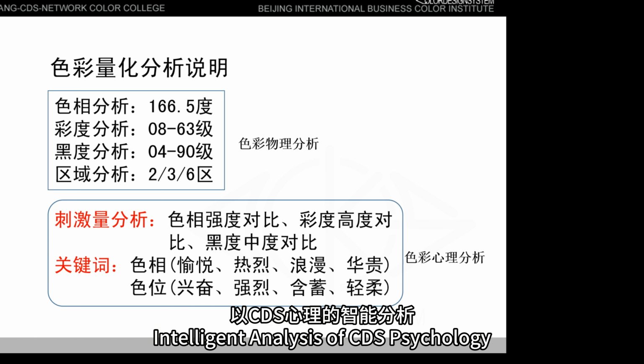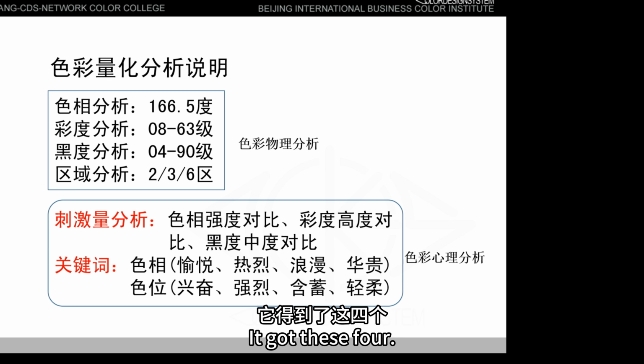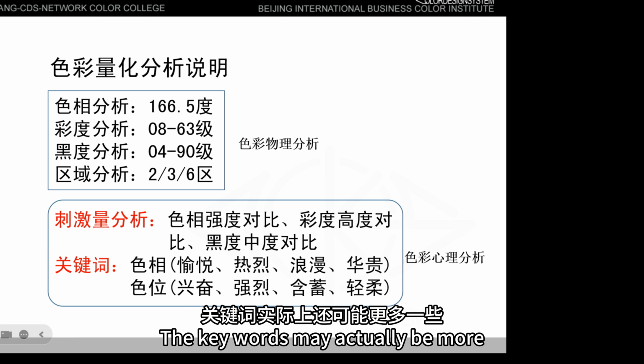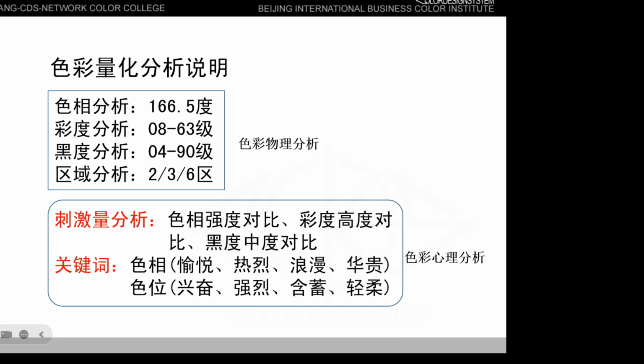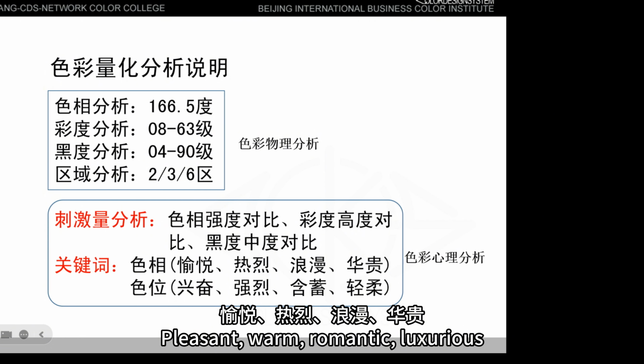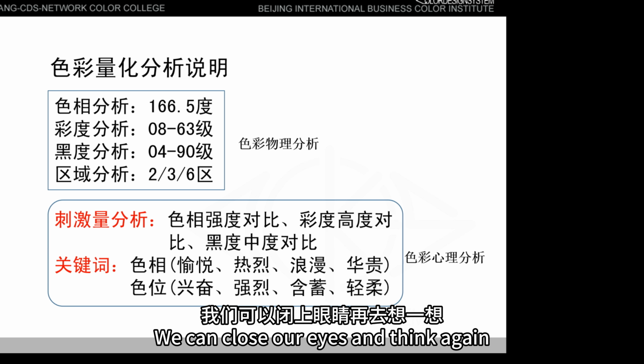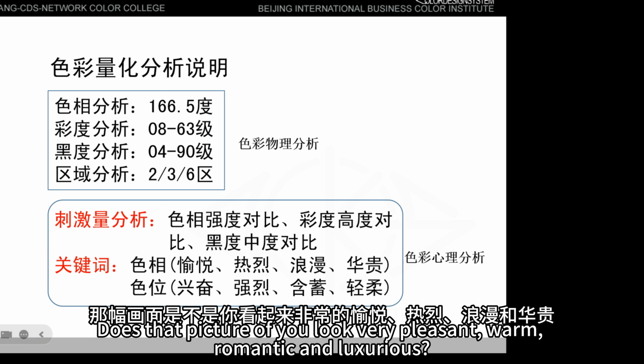Intelligent analysis of CDS psychology. It's actually four words that matter. The key words may be pleasant, warm, romantic, luxurious. Here's the key word. We can close our eyes and think again. Does that picture look very pleasant, warm, romantic, and luxurious?